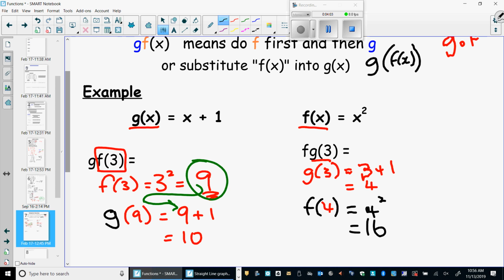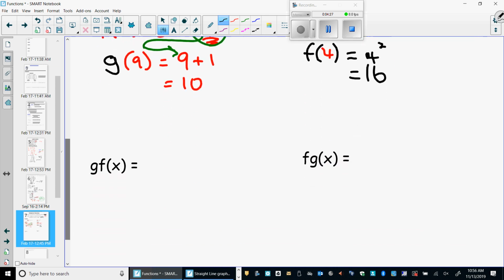Okay? So they give you different results. So the order is important. You deal with the one that's closest to the letter or number first, and then whatever value you get goes into the other one. Okay, so if you've got numbers, it's just two steps. Find the value of the first one, stick that value into the second one. If they're x's, however, you can't do that.